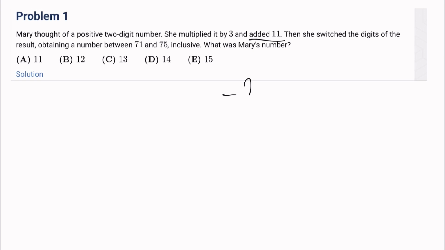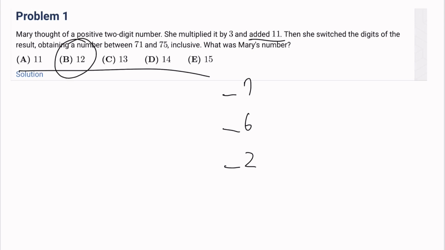But then since she added 11, then the number before she added 11 would be something and 7 minus 1, so the units digit would be 6, right? But then before she added 11, she multiplied it by 3, right? And so the number before she multiplied by 3, the units digit of that would be something 2, right? And if you see here, the only answer choice with a units digit of 2 is 12, B.